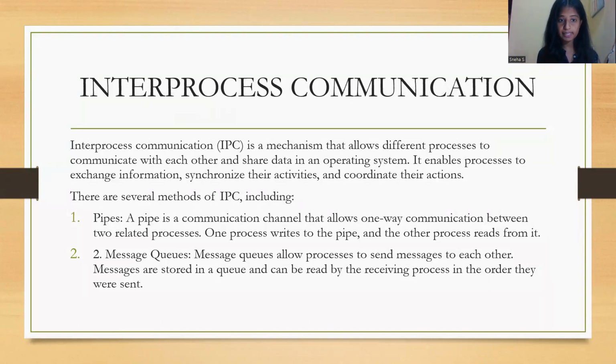The first one is pipe. Pipe is a communication channel that allows one-way communication between two related processes. One process writes to the pipe and the other process reads from it. The second one is message queues. Message queues allow processes to send messages to each other. Messages are stored in a queue and can be read by the receiving process in the order where they are sent. Using CPU scheduling algorithms or other ways, these messages can be read.